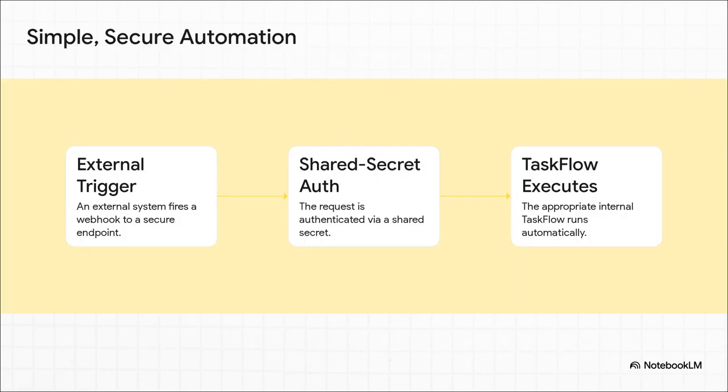And the process itself is designed to be incredibly simple and secure. An external system sends a webhook. It gets authenticated using a shared secret that you've already set up, so only the things you trust can get through. And once it's authenticated, the right task flow just runs. No human intervention needed. It is pure, no-touch automation.